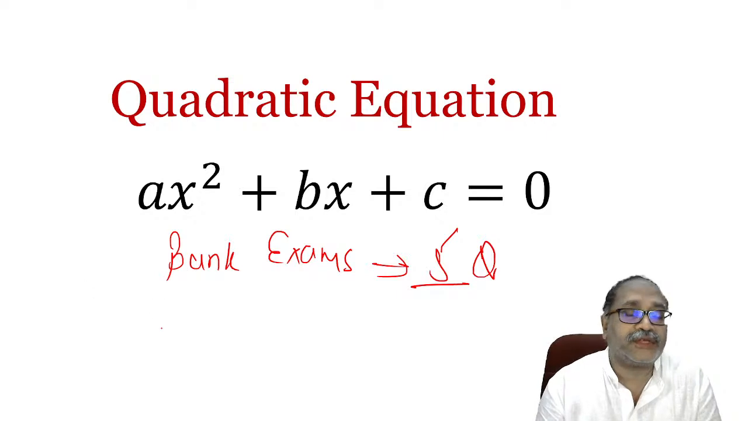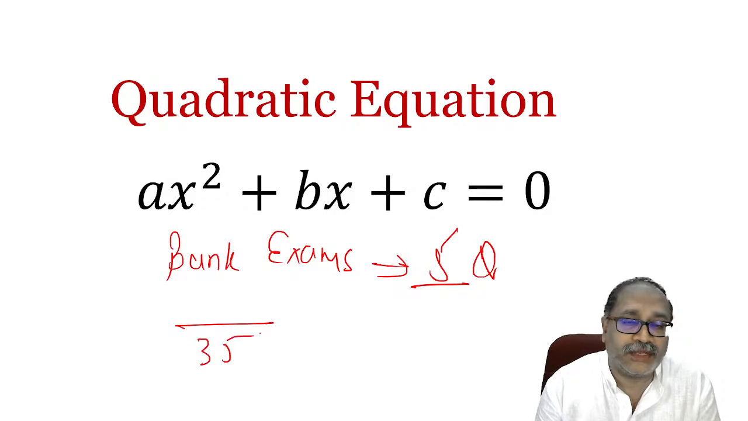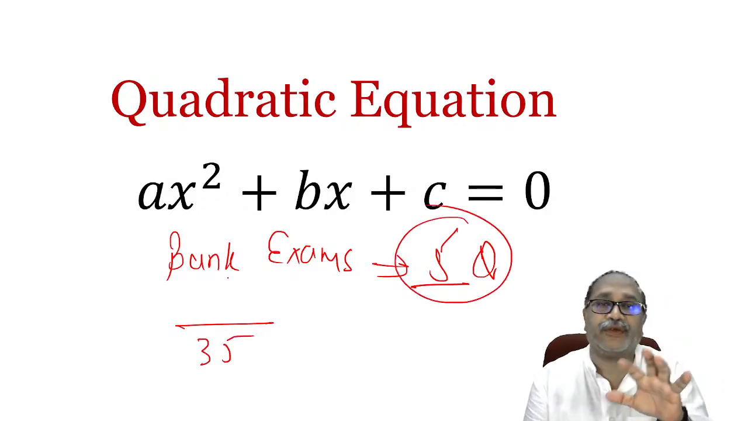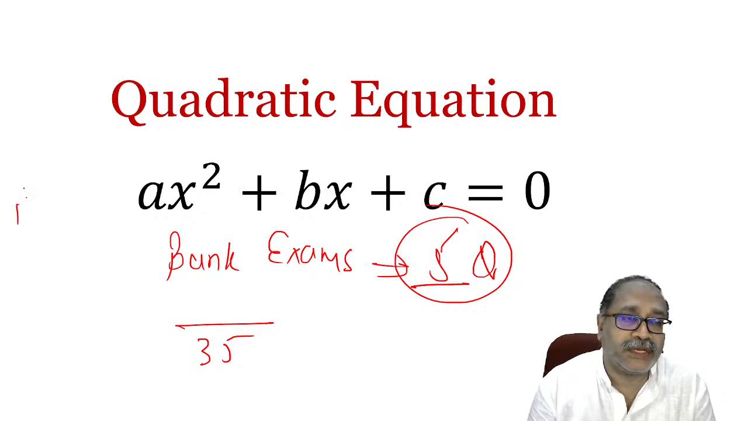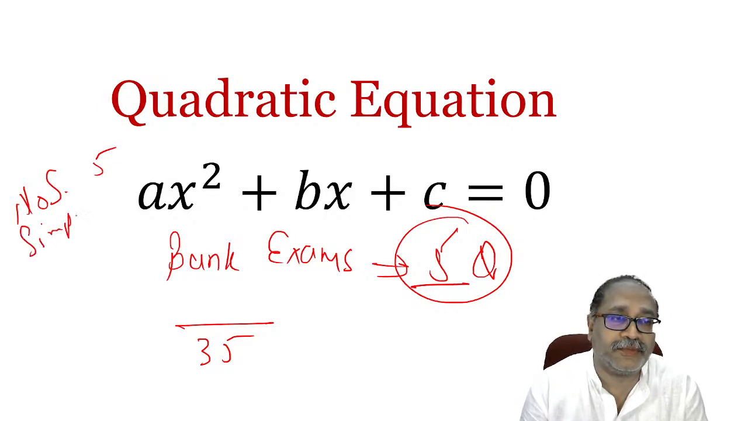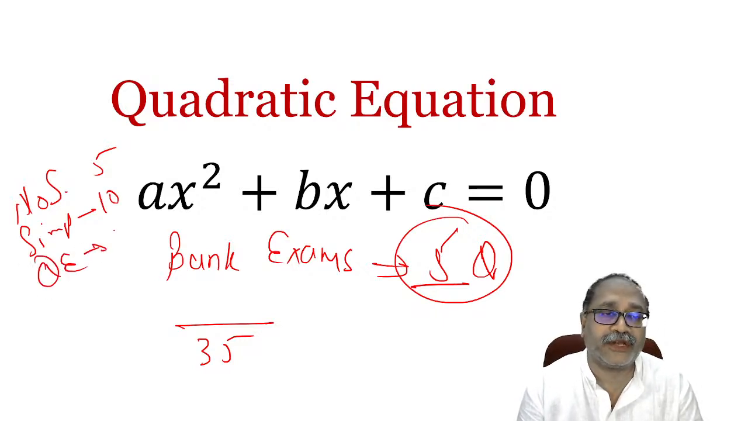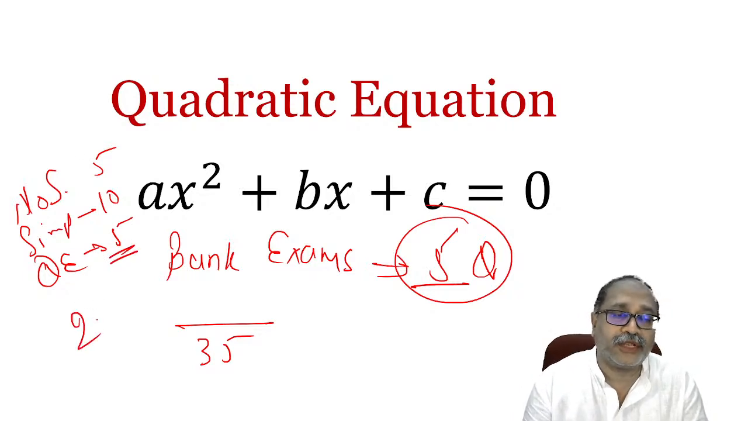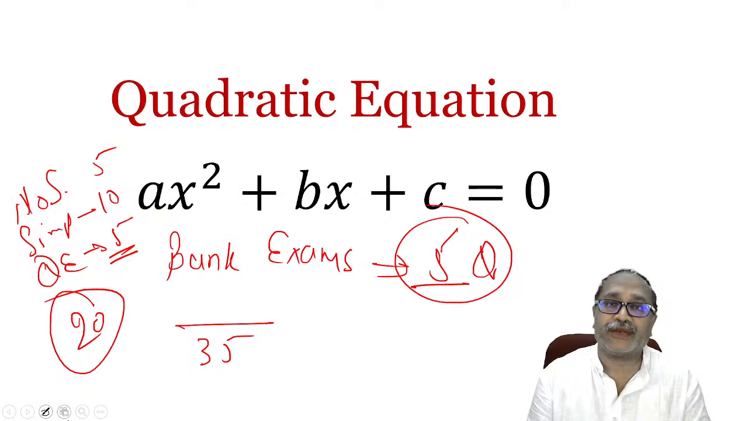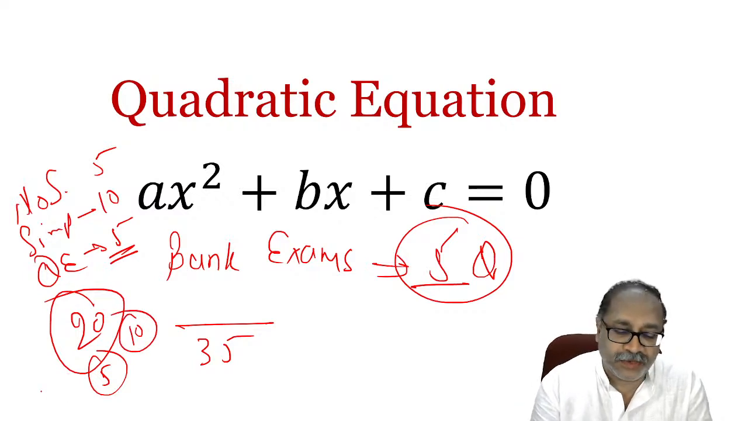5 questions, and every question carries 1 mark, right? So out of 35 questions, this is the bulk of questions, a scoring area. From number series you get 5 questions, from simplification you get 10 questions, and from quadratic equation you get 5 questions. Like that, in total you get 20 questions from here itself. The other 5 questions are from DI and 10 questions from arithmetic. So it's a very simple chapter.